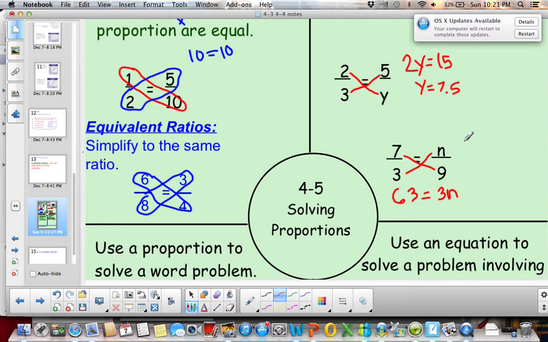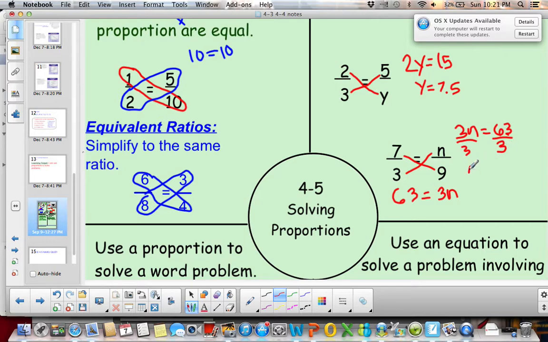If you wanted to, or if you wrote it like this because you like to have your variable on the left side, that's totally fine. Either way is fine, and it doesn't matter if you always want to multiply these ones first and then these ones and write it like that. It doesn't matter because they're equal, and because multiplication is commutative, it doesn't matter what side it's on, you'll still get the same answer. So then we take 63 and we divide it by 3, because we would divide both sides by 3.